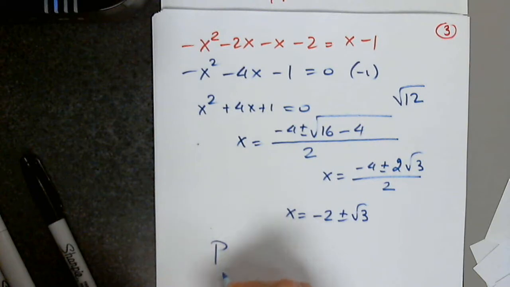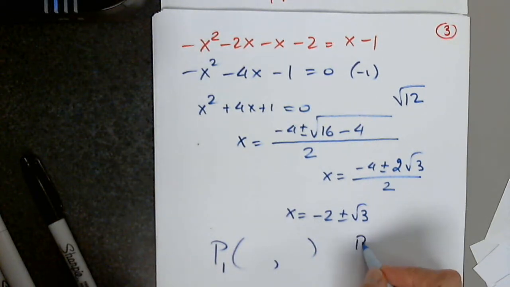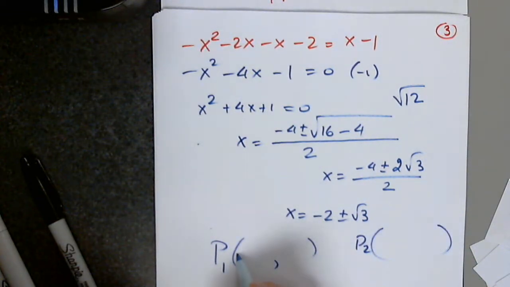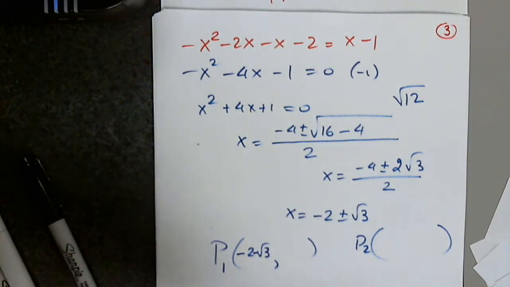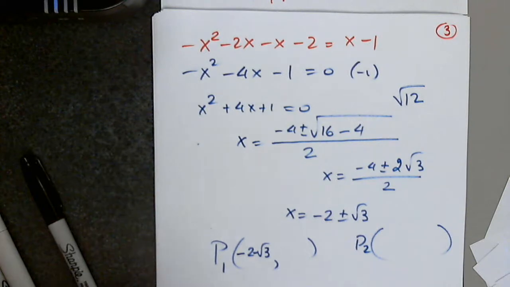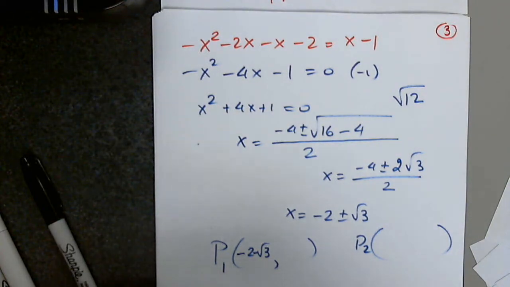So there are 2 points, P1 and P2, one of them with negative 2 minus the square root of 3. Sorry, I rushed, and it's not clear here now.